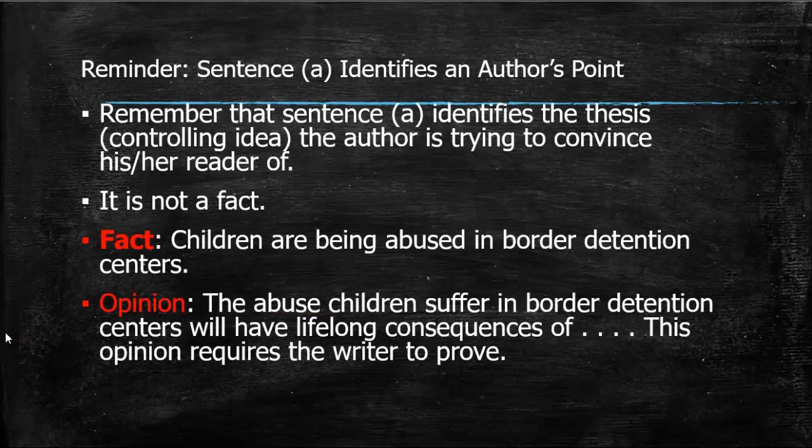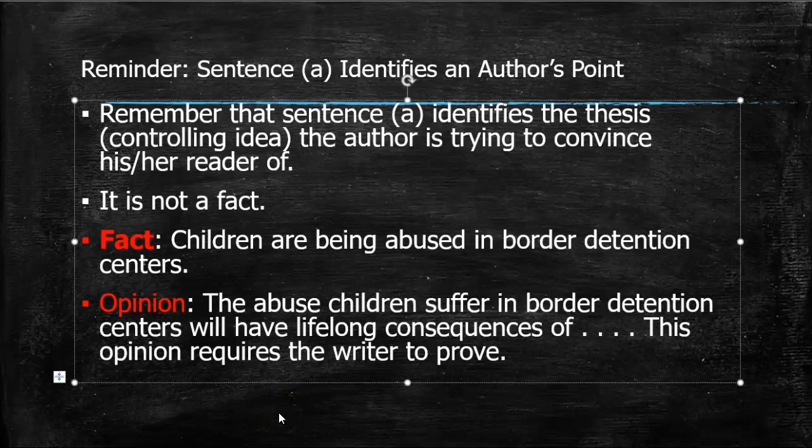I want to remind students that the first sentence here identifies the author's point or thesis and not a fact that the author brings up in supporting his or her point. For example, children are being abused in border detention centers is a fact. The opinion would be the abuse children suffer in border detention centers will have lifelong consequences of, then you would fill that in, and that opinion requires the writer to prove that this abuse will result in these consequences.